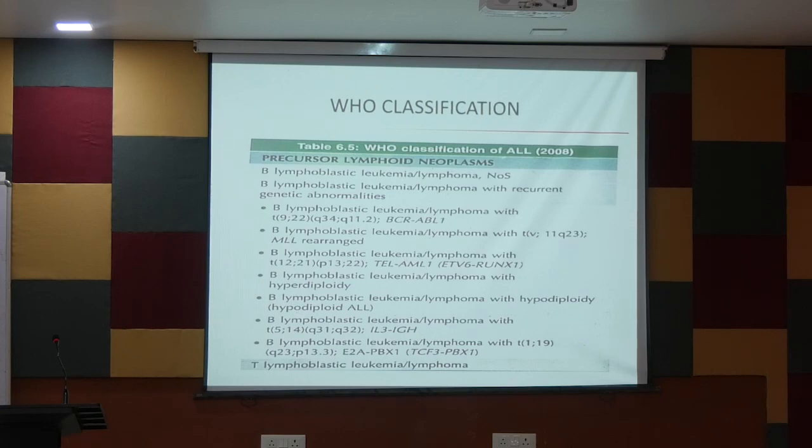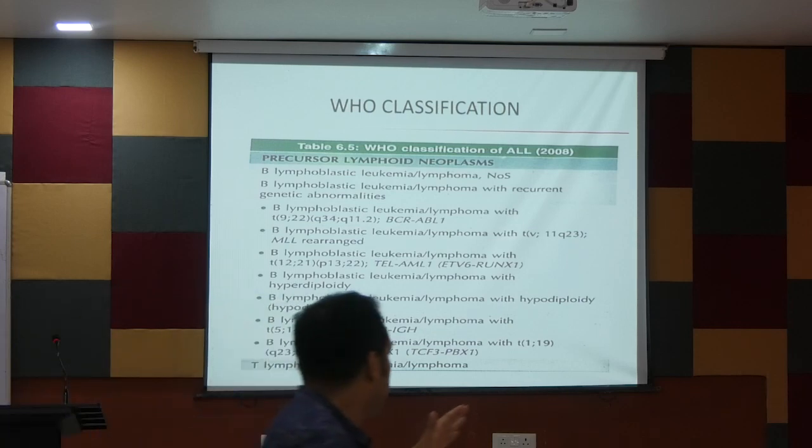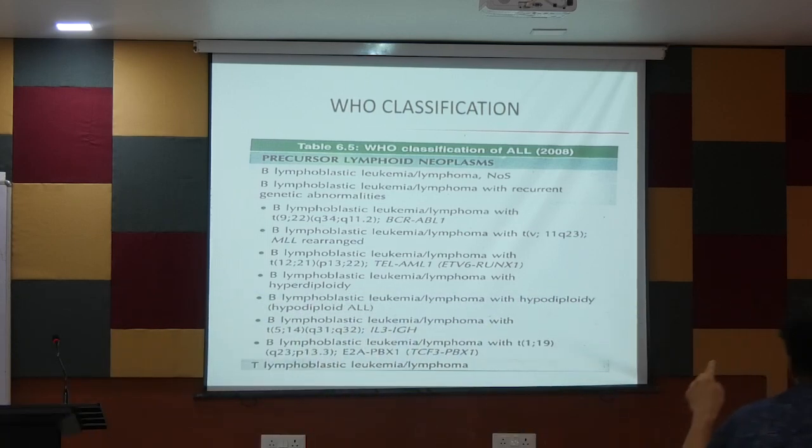Philadelphia. So, BCR-ABL has a bad prognosis. Then the next one, TEL-AML1, which is t(12;21)(p13;q22). That has a good prognosis. So this is the reason why WHO classification is important.